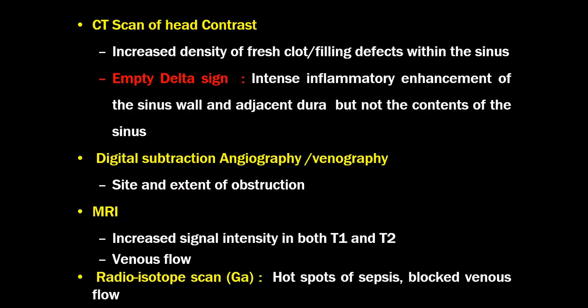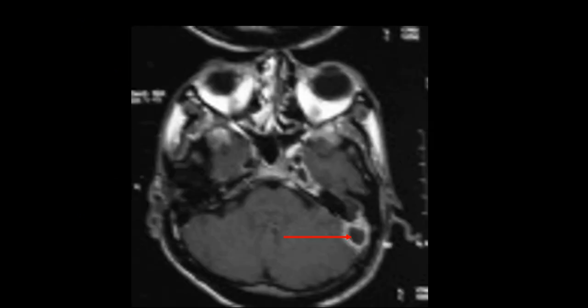CT scan with contrast can be performed, which shows increased density of fresh clot filling the defects within the sinuses. The common sign seen in CT scan is the empty delta sign, with intense inflammatory enhancement of the sinus wall and adjacent dura, but not the contents of the sinus because they are clotted. Then there is digital subtraction angiography or venography to see the site and extent of obstruction, and MRI to see the increased signal intensity in both T1 and T2 images and to see the venous flow. Radioisotope scan can be performed with gallium, which shows spots of sepsis and blocked venous flow.